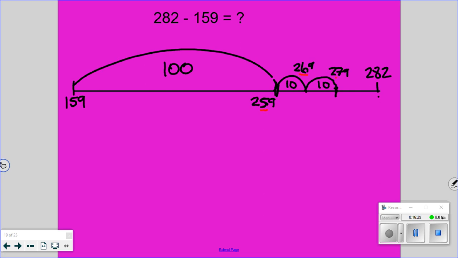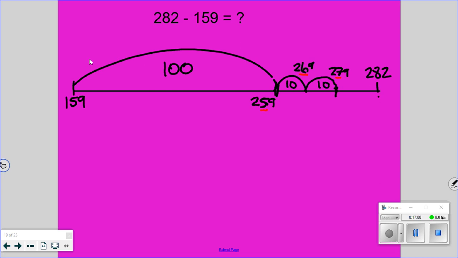You see that? Because I'm counting by 10. It's the only thing that's changing. Can I do another 10 hop? I'm at 279. 289. Is that going to be less than 282? No, more. He knows. He figured it out. So I can't do another 10 hop.